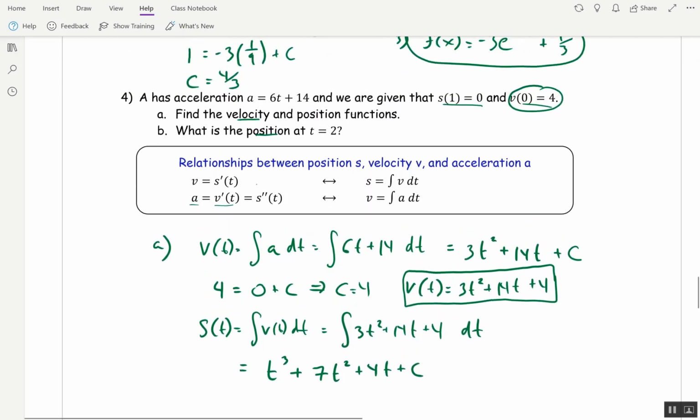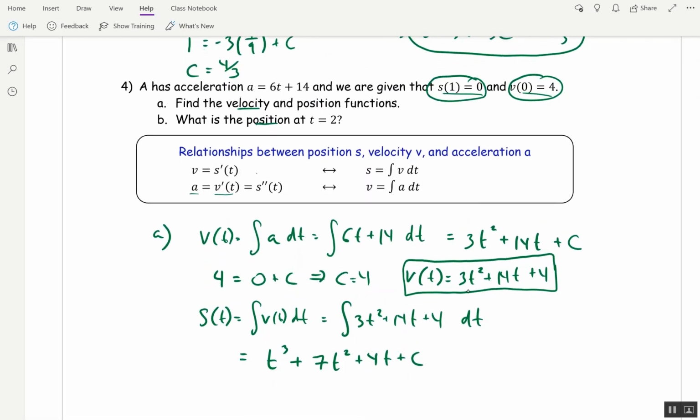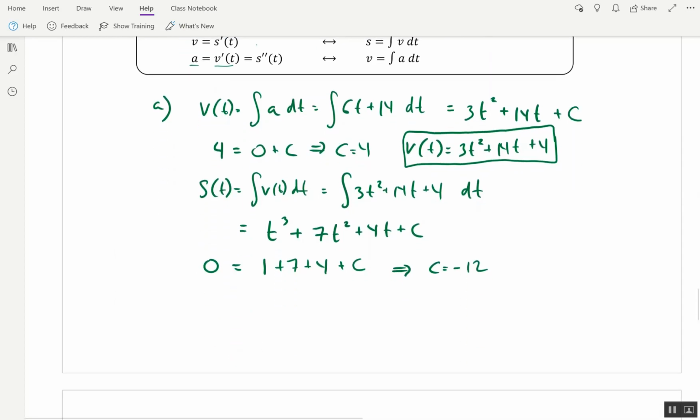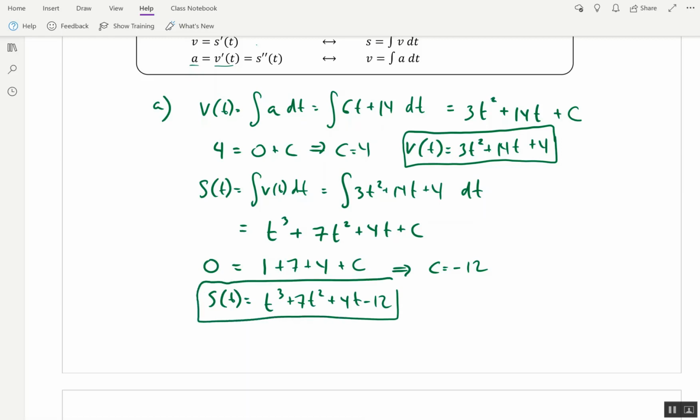Now we're going to use the other initial condition that s of 1 is 0. So be careful here. S is 0 when t is 1. So I'm putting 1 in for t. 1 plus 7 plus 4 plus c. So that gives me c is negative 12. So my s of t is, I go up here and I put negative 12 in for c. T cubed plus 7t squared plus 4t minus 12. So that's the other part of the answer.